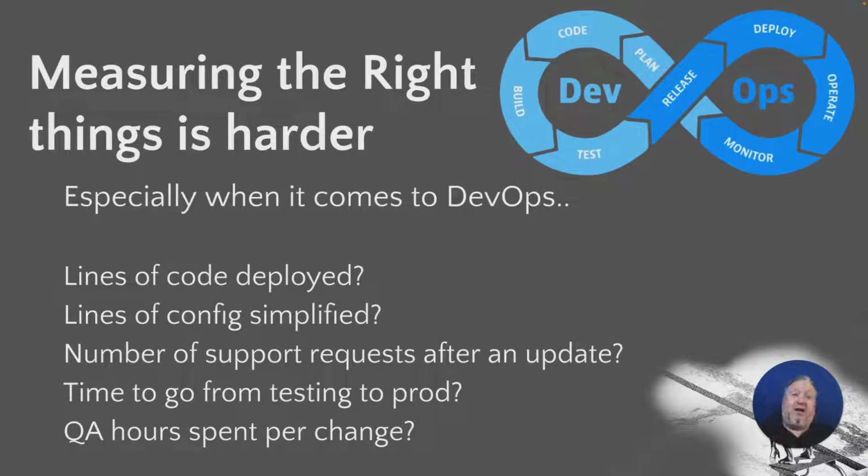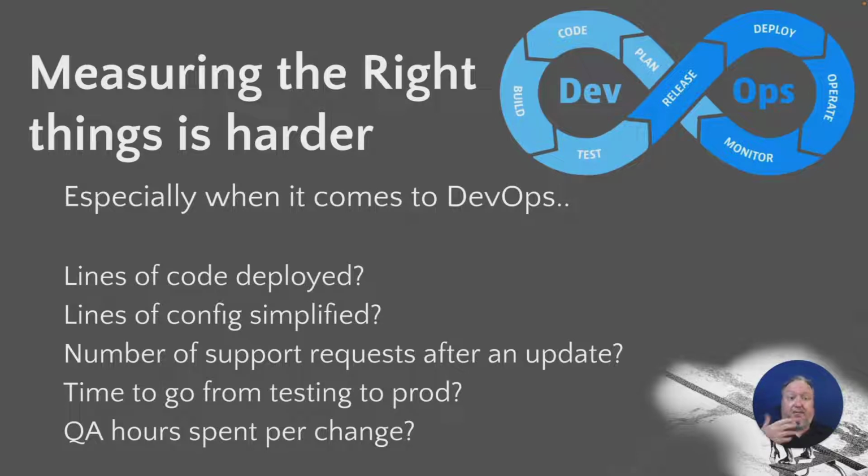Which leads us to the conversation of DevOps. Measuring the right thing in DevOps is way harder than we give it credit for. Because what do we measure? Lines of code deployed? Well, that can't be right, because if we could solve something more elegantly in 5 lines than 500 lines, we should probably do that. So it can't be the number of lines deployed. Config simplification? Well, a very simple config can be overwhelmingly confusing to someone that's not used to reading very elegant code. Number of support requests after an update?